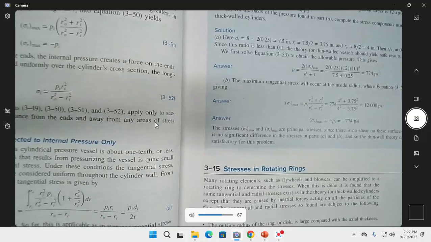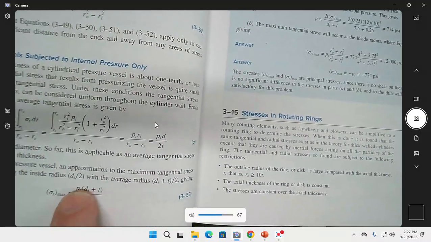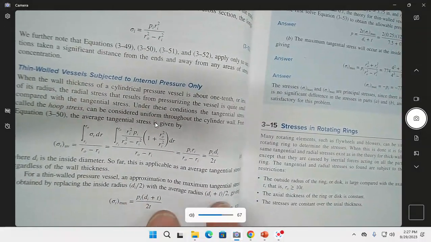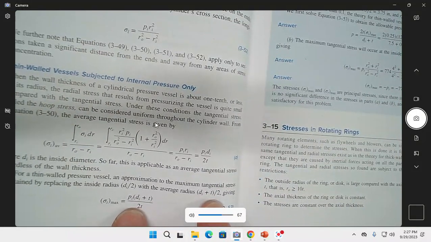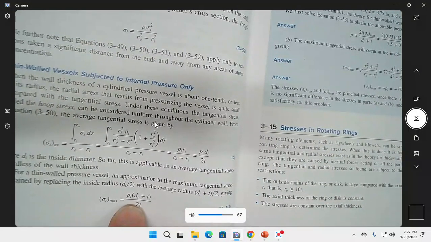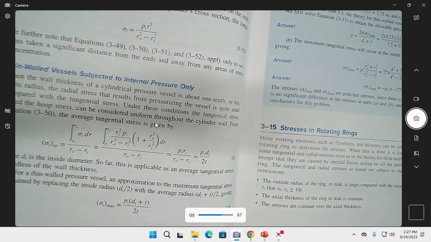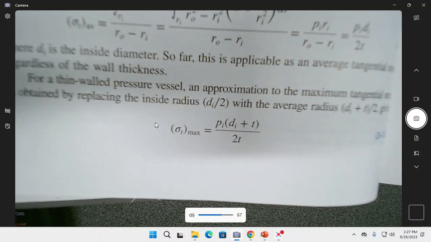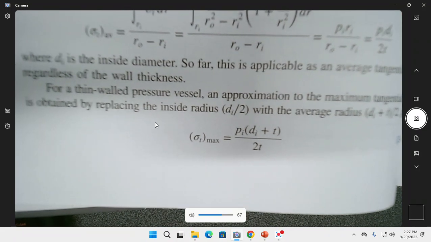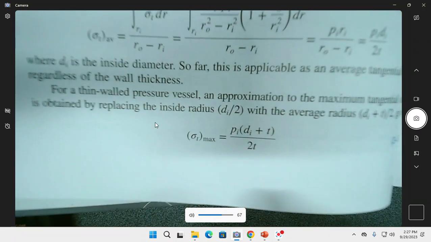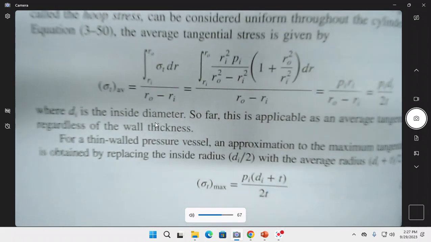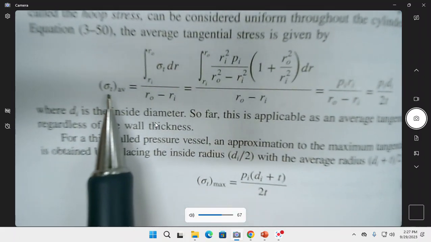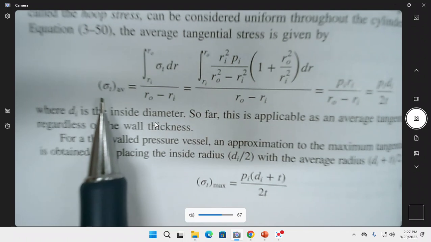People often will go to this equation right there. Don't go to that equation. That equation is on the inside surface, the one that says max. That one right there is the maximum, but that maximum happens to be on the inside. The one to go to is right above. It's the average. It's thin-walled, so we really care about the average.